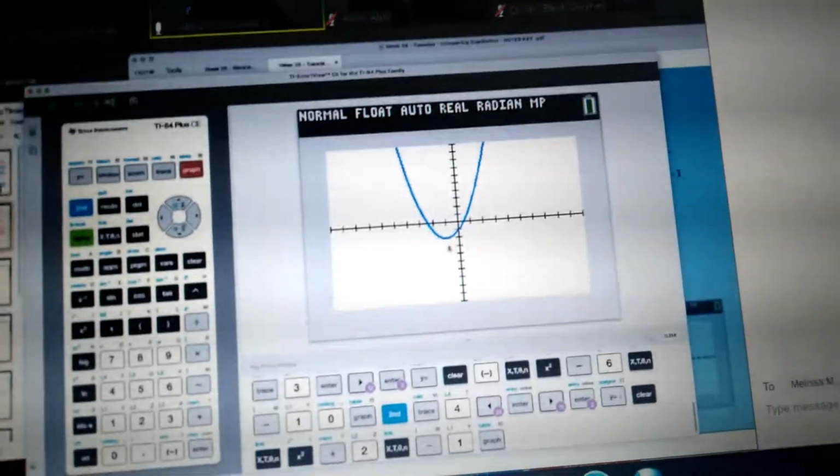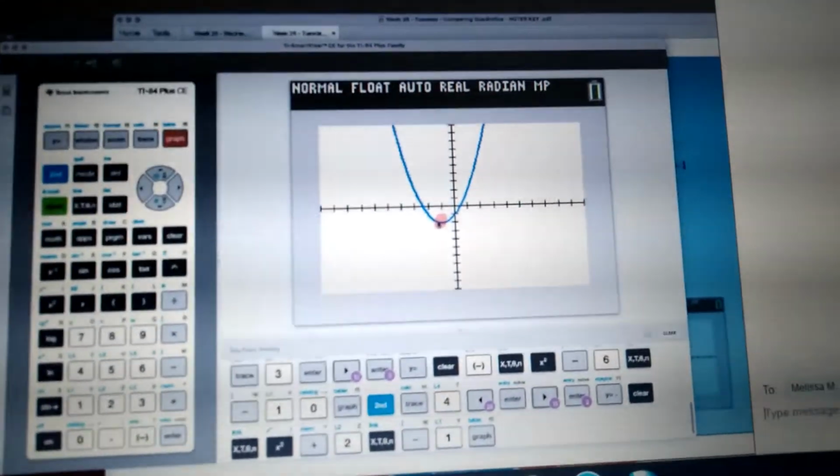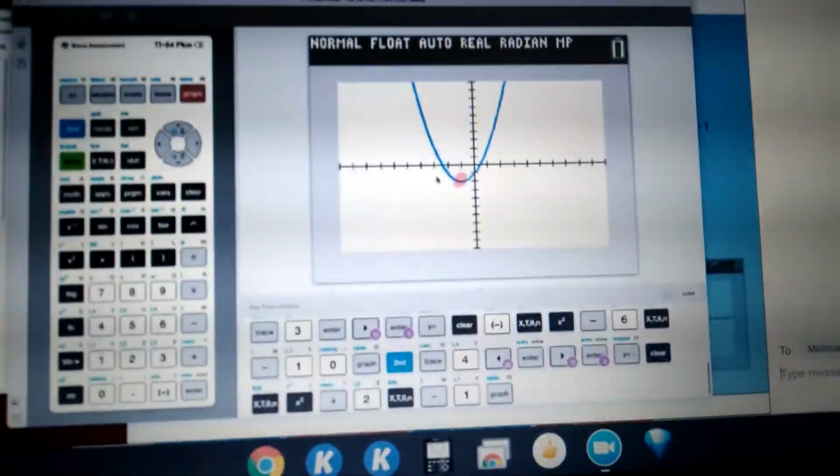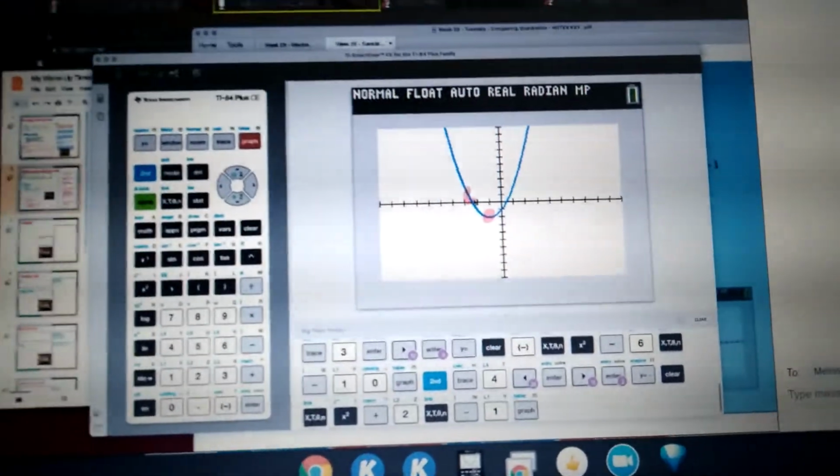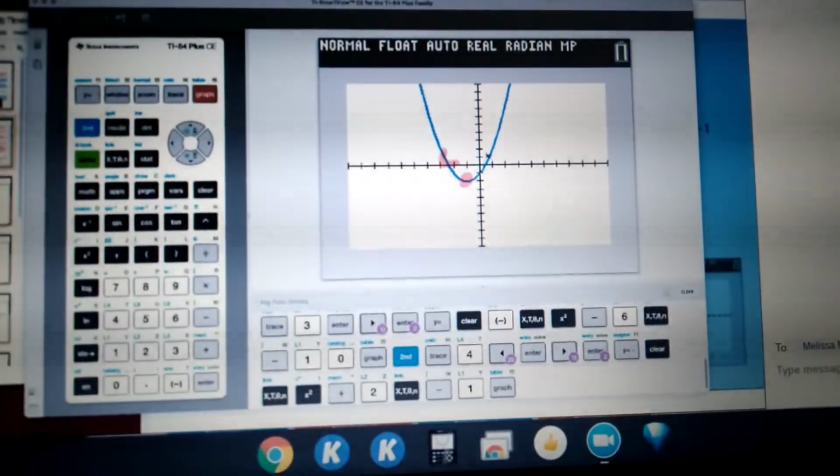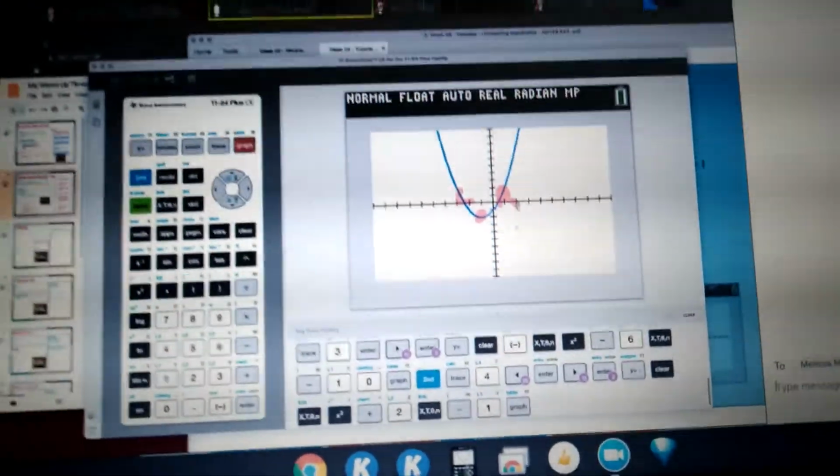So I say, okay, I know the calculator is going to ask me left bound. Left of the point is somewhere over here. Right of the point is somewhere over here. Everyone understand?